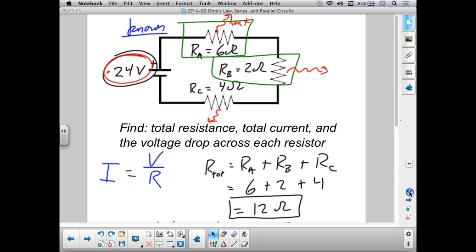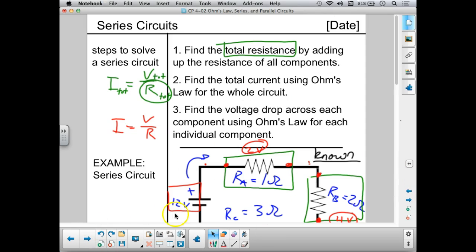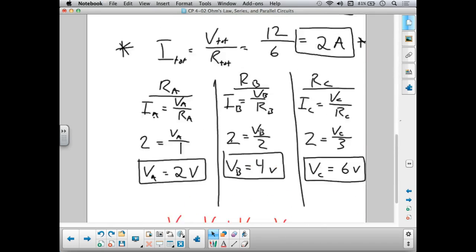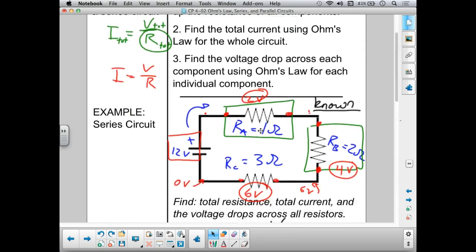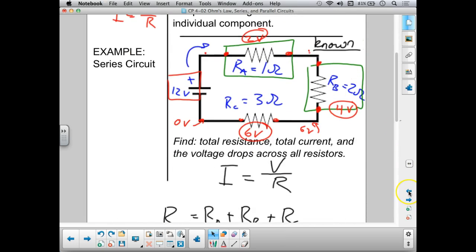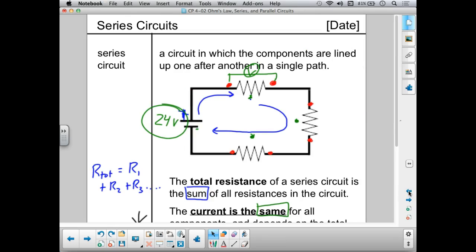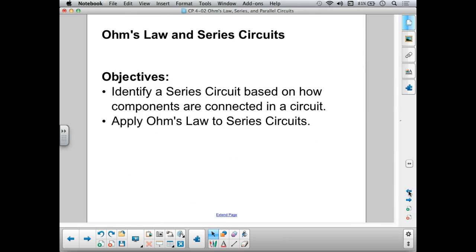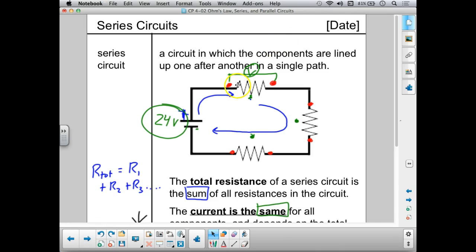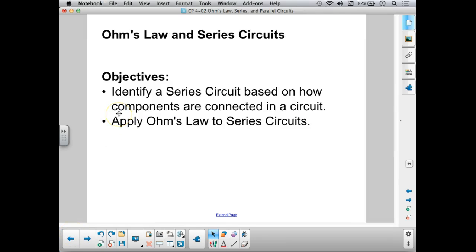Okay, pretty straightforward. Follow the steps. And once you get in the habit of following these steps, you'll start to be able to solve other problems involving series circuits that don't quite go in the exact same order, but use the same physics knowledge. So let's think about our objectives. Can you identify a series circuit based on how the components are connected in a circuit? Remember, we said a series means that one thing comes after another. So in a series circuit, one component of the circuit comes after another. They're all in a row, and there's only one path for electricity to take.